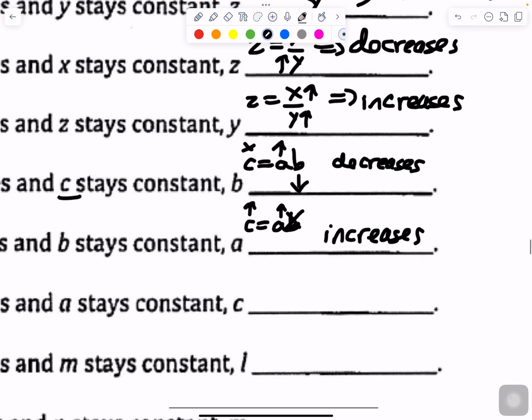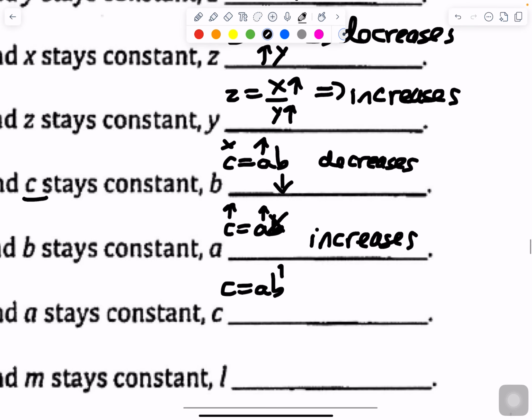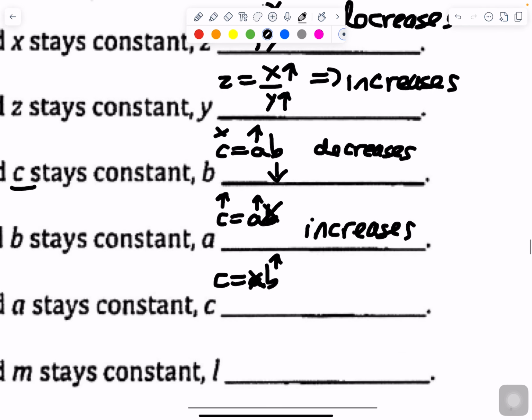Okay, and the last one for this section, we have C equals A times B. This time we're told that B is increasing and A stays constant. Well, if that's true, then C must also be increasing on the other side of the equal sign. So C is increasing too.